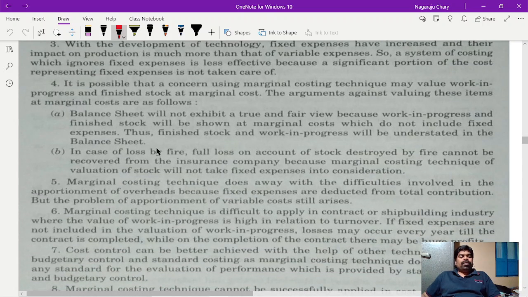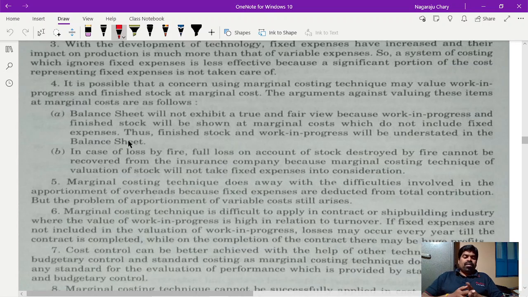It is possible that a concern using the marginal costing technique may value work in progress and finished stock at marginal cost. The arguments against valuing these items at marginal cost are as follows. The balance sheet will not exhibit a true and fair view, because work in progress and finished stock will be shown at marginal cost, which does not include fixed expenses. Thus, finished stock and work in progress will be understated in the balance sheet.